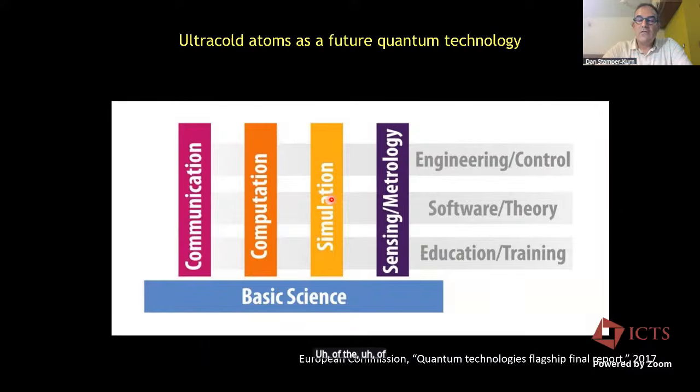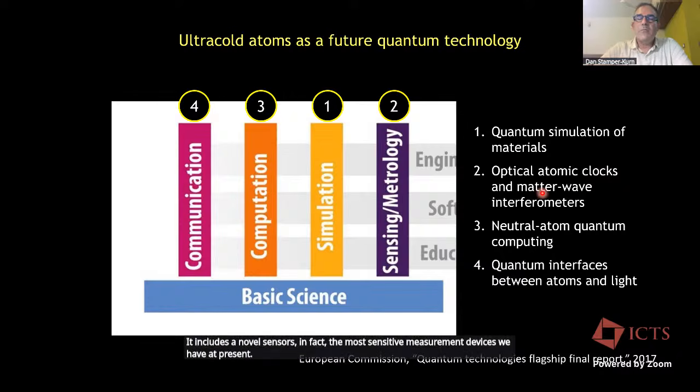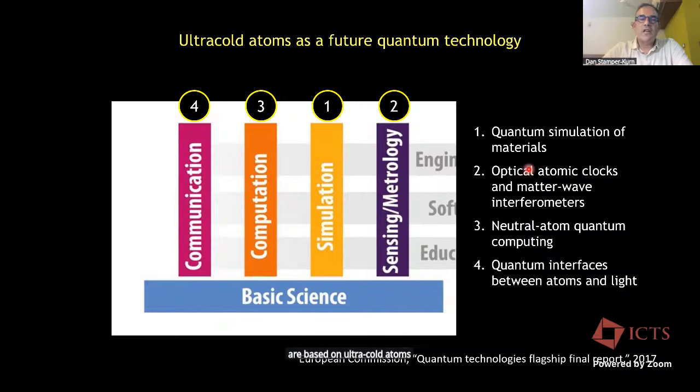of quantum information science. And this includes, I'll talk about these 4 topics: quantum simulations, and I'll talk about quantum simulation of materials briefly. It includes novel sensors. In fact, the most sensitive measurement devices we have at present are based on ultra-cold atoms and how they can measure time. It also, as I pointed out earlier, can be the basis of building a quantum computer. And this is a really dramatic development in just the last, let's say, couple of years that it's really had a breakthrough moment that you should know about.